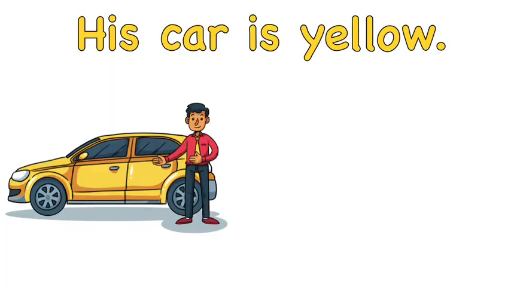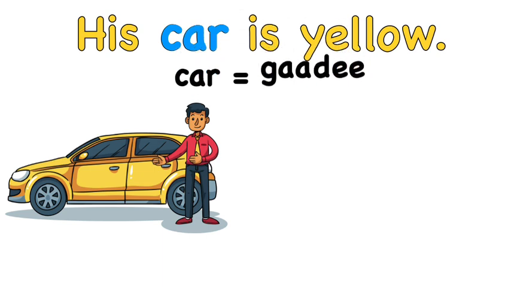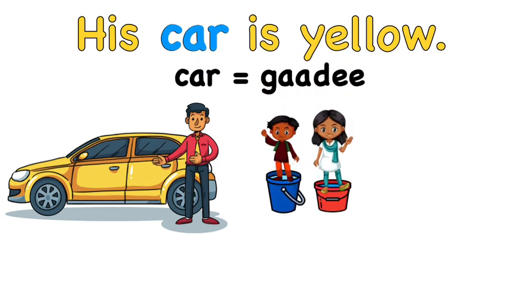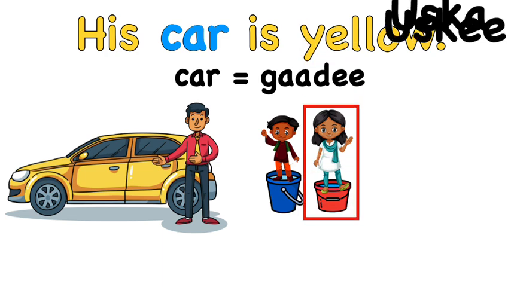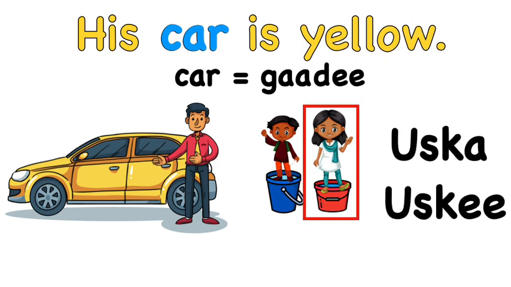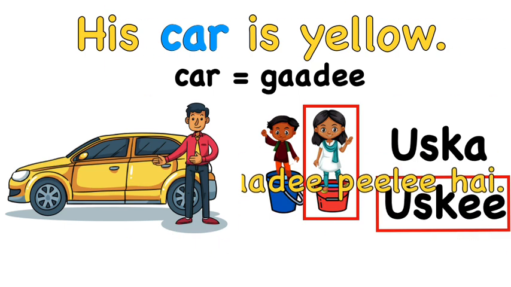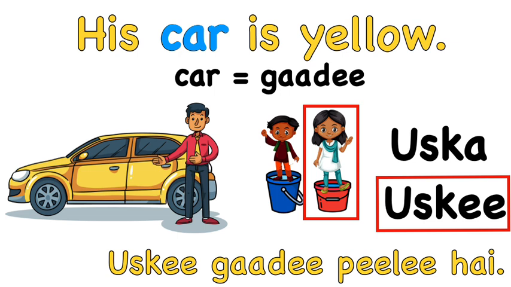Let's do another one. His car is yellow. What's the subject of the sentence? Car. And what's car in Hindi? Gaadi. Pull or stri? Stri. So would it be uska or uskee? Uskee. So then how do we say this sentence in Hindi? Uski gaadi peeli hai. Uski gaadi peeli hai.